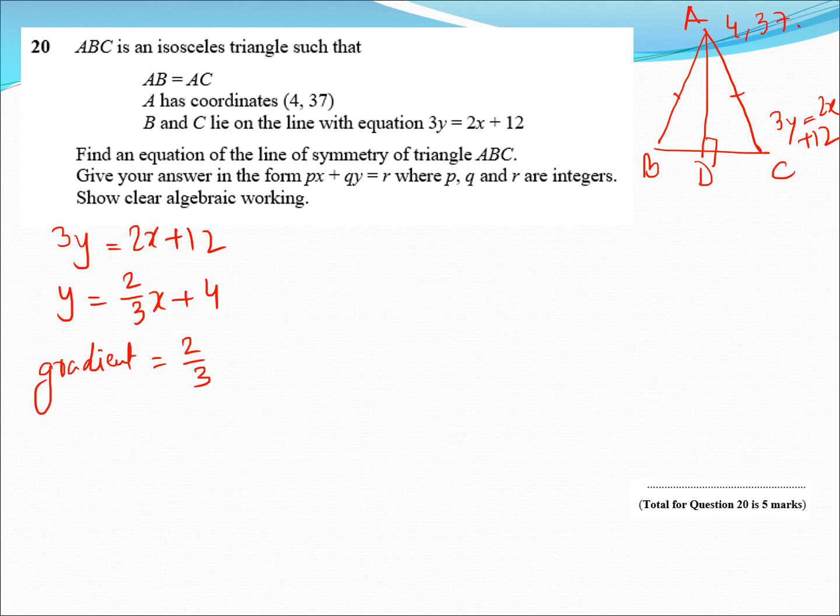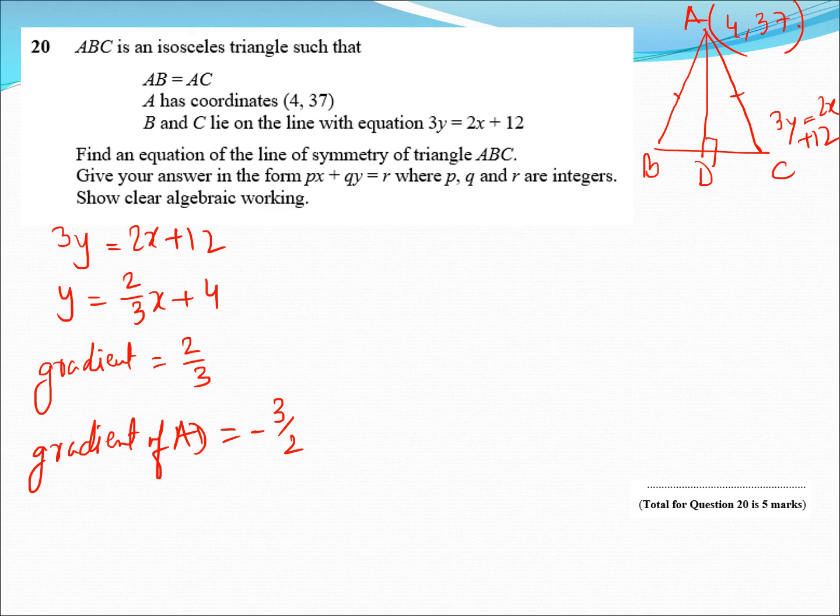Now we need to find out the equation of the line of symmetry of triangle ABC. So this line AD is perpendicular to the line BC, and it passes through 4, 37. So the gradient of AD is negative 3 over 2. As I just said, if one line is perpendicular to another, their gradients are negative reciprocals of each other. So in other words, if you multiply those two gradients, you will get negative 1.